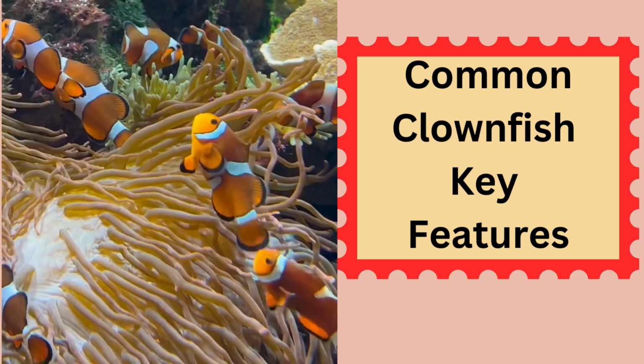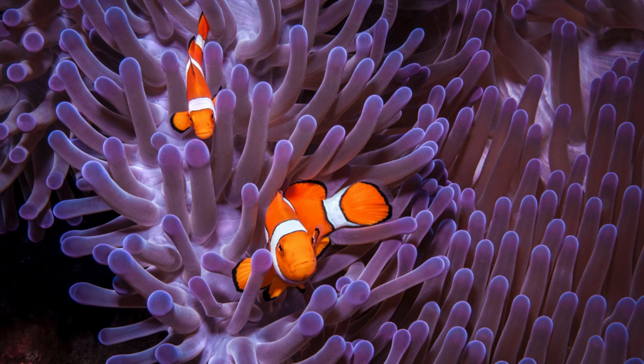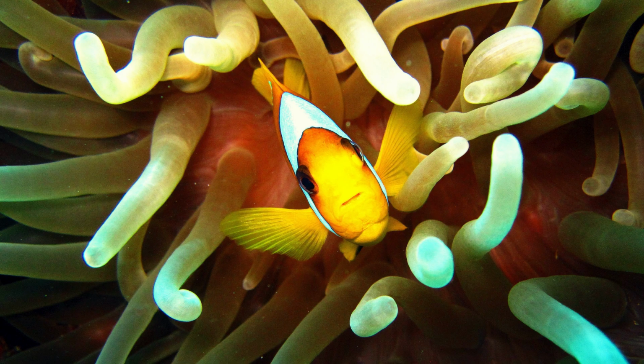Clownfish key features. Clownfish live among the stinging tentacles of a large sea anemone to protect itself from its many predators. To protect itself from being stung by the sea anemone, which it lives among, the clownfish body secretes a very thick protective layer of mucus over its entire body.